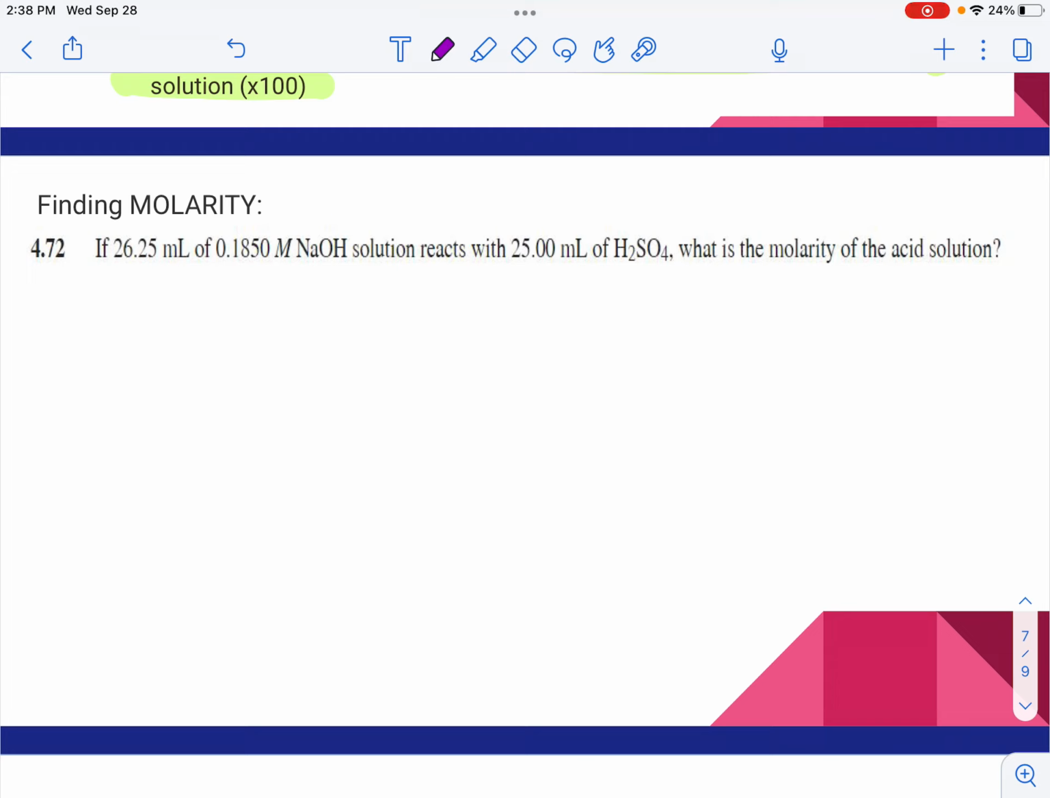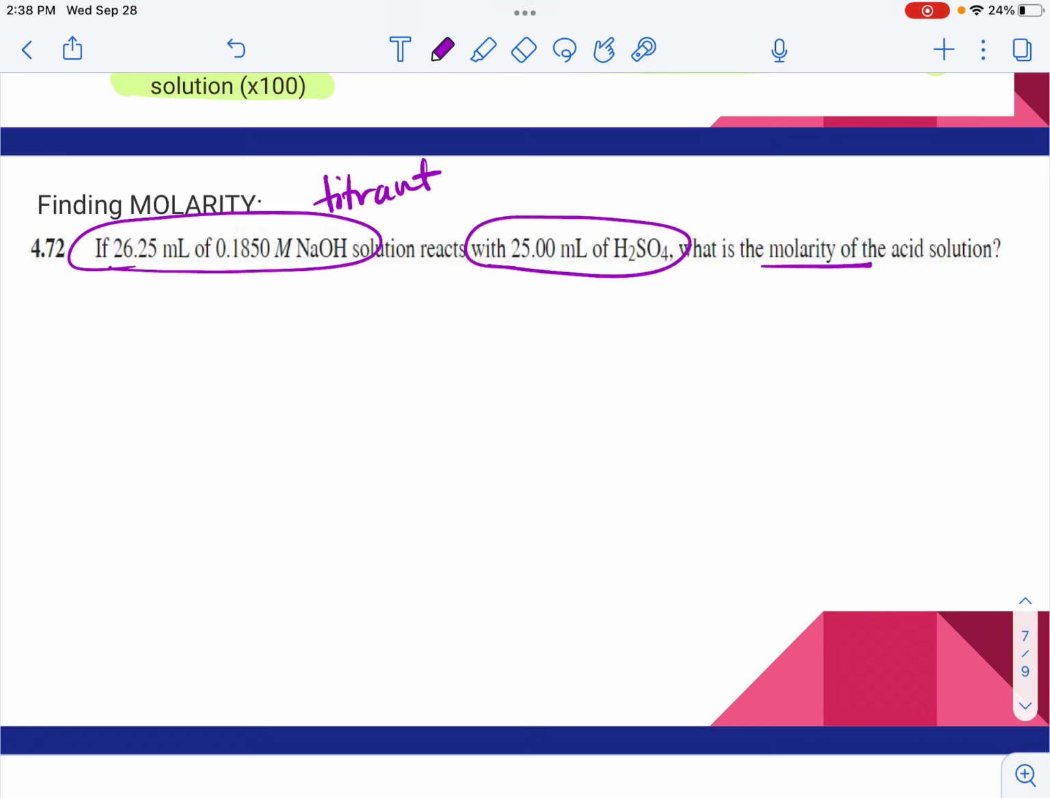Okay, so in this case, we have 26.25 milliliters of 0.185 molar sodium hydroxide. That tells me that I know the volume and the molarity. This is what's in my burette. This is the titrant, okay? And I'm reacting it with 25 milliliters of sulfuric acid, and I want to know the molarity of the acid. So this is the analyte, okay?